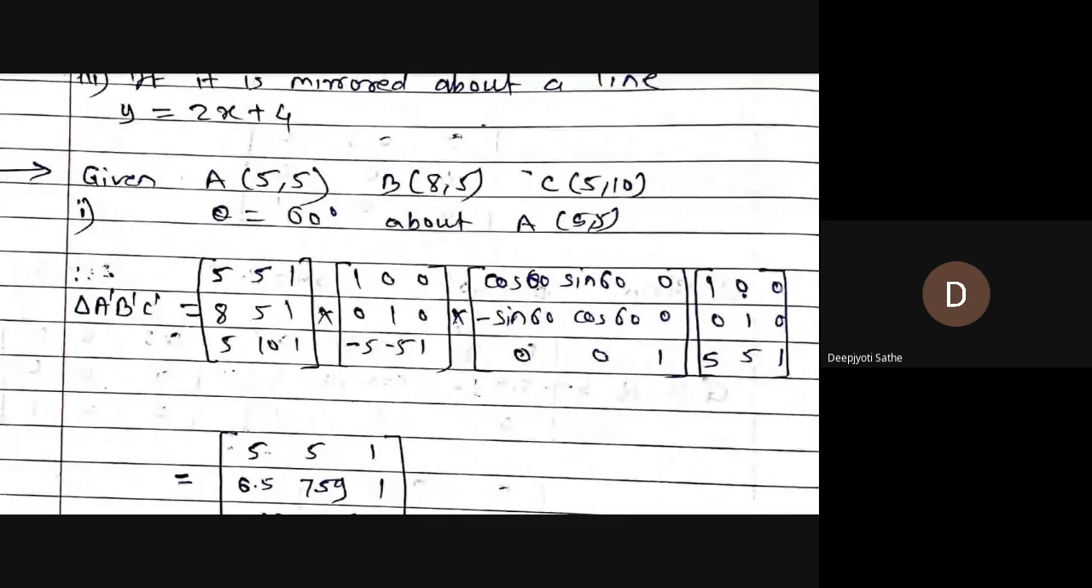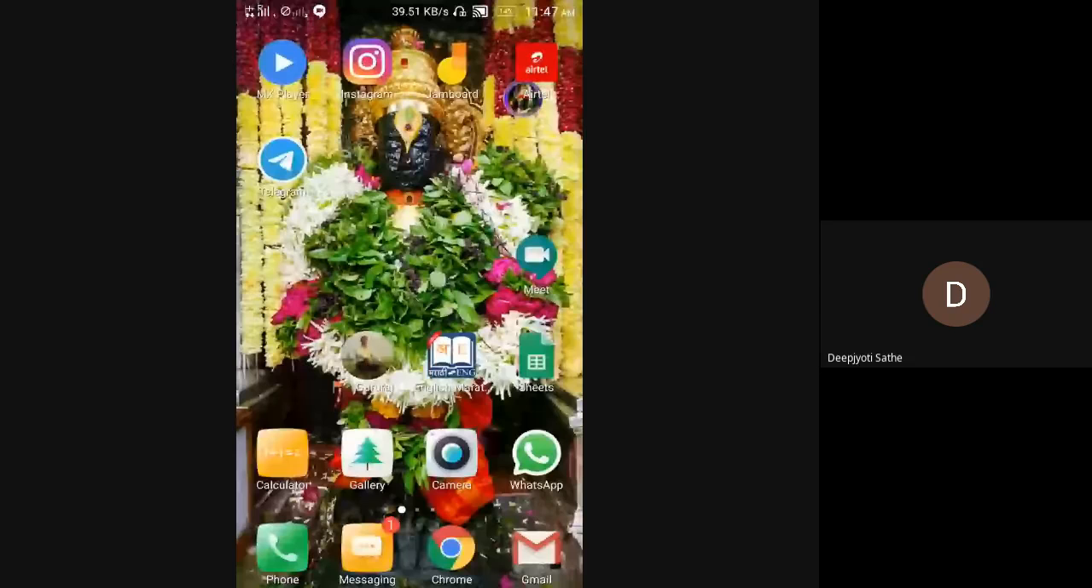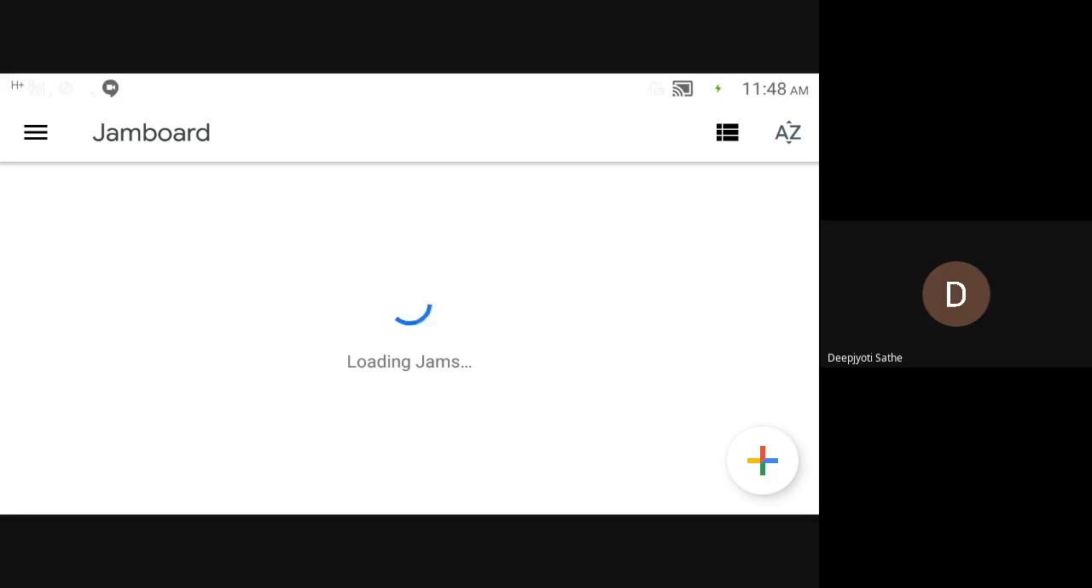Now for that purpose, our triangle A dash B dash C dash is equal to triangle ABC, the given triangle, into transformation, into rotation, into inverse transformation. Okay, I will give the formula here only, because I have not given this problem's formula in the notes and in the PPT. Next time I will add this problem in the PPT.